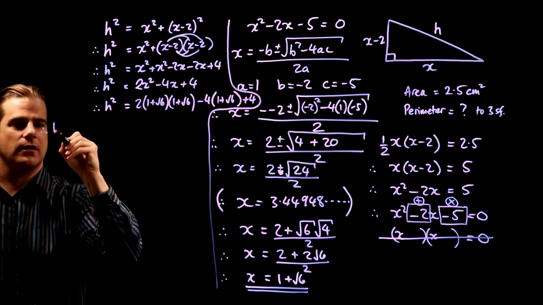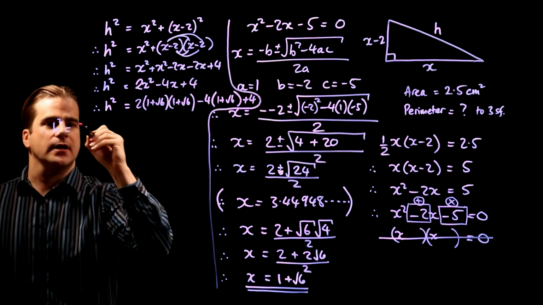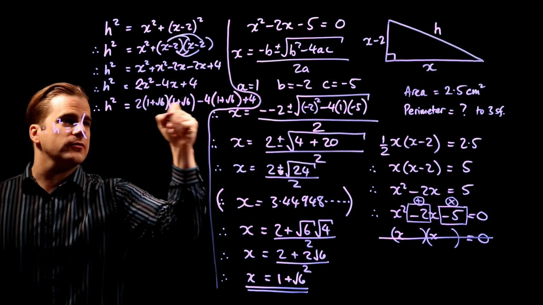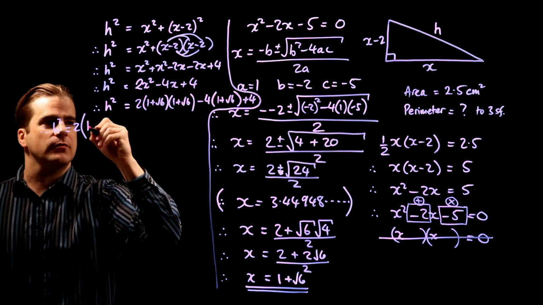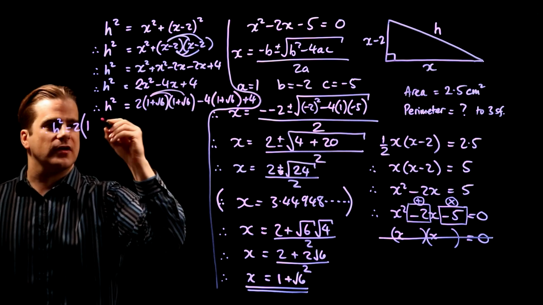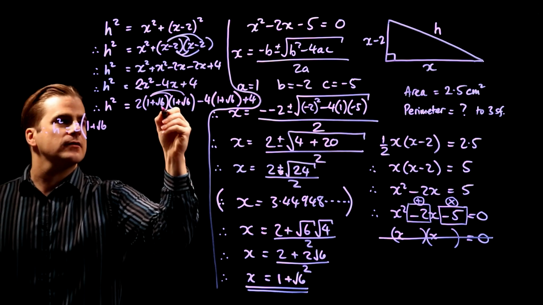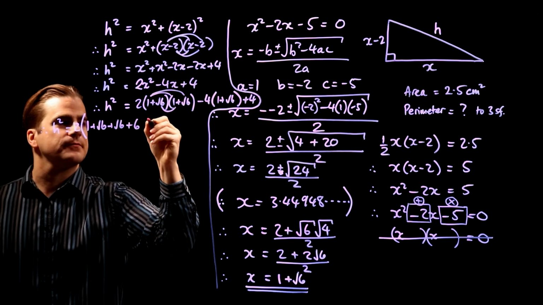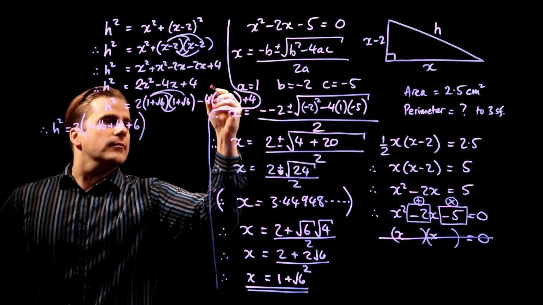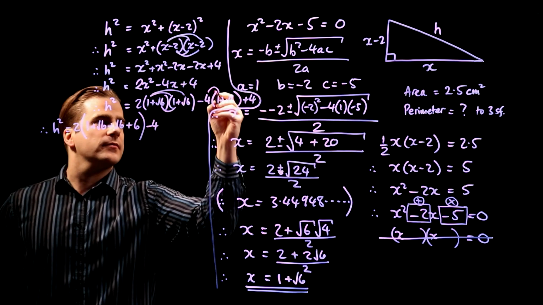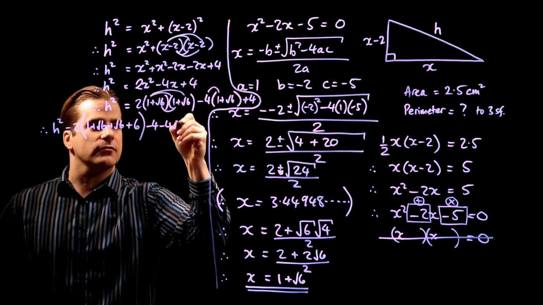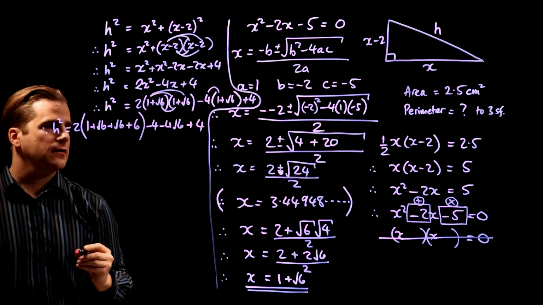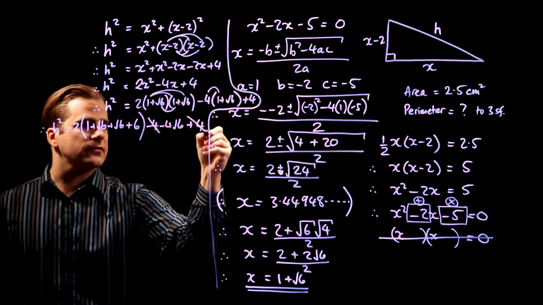So, therefore, h squared is 2 times, I'm leaving that alone. I'm not trying to multiply all three at once. I'll just do this thing first. 1 times 1 is 1. 1 times root 6 is root 6. Root 6 times 1 is root 6. Root 6 times root 6 is 6. Minus 4 times 1 is minus 4. Minus 4 times root 6 is minus 4 root 6, plus 4. Okay, that's nice. Minus 4 plus 4 is gone.